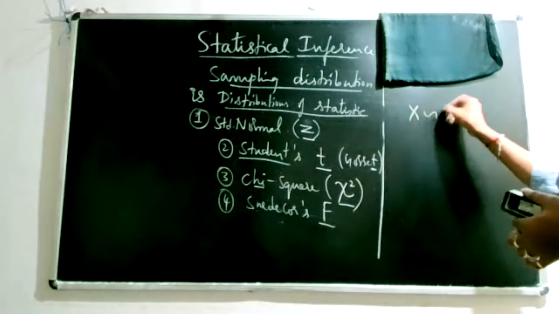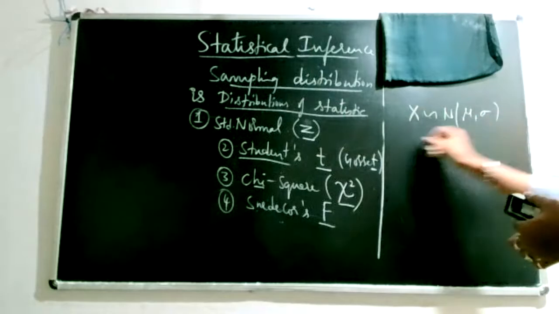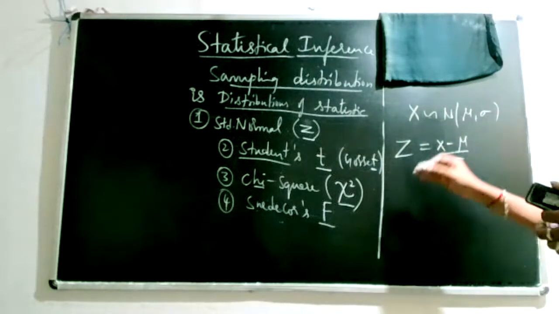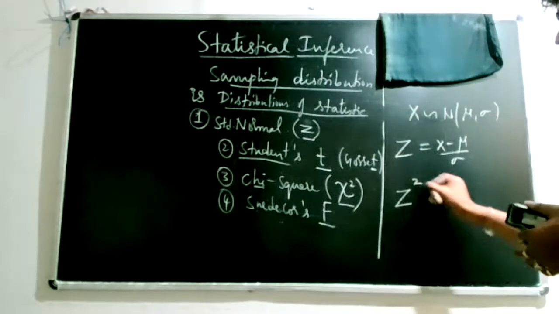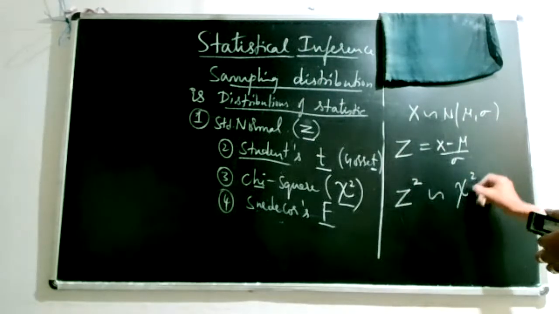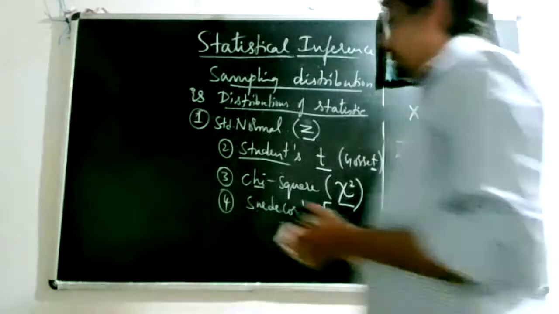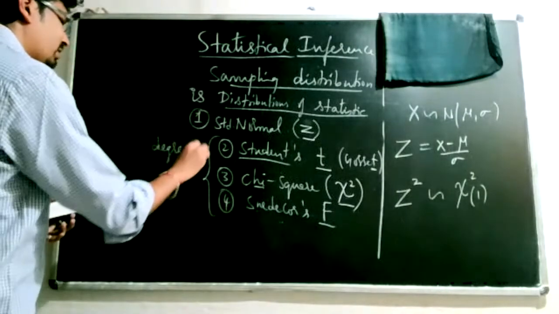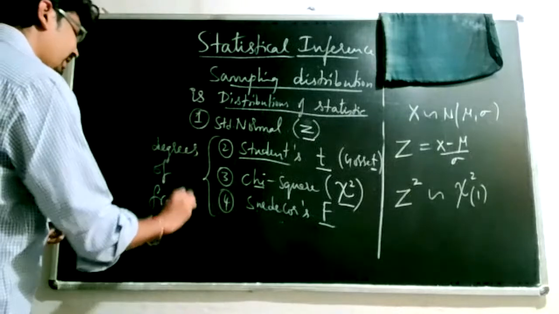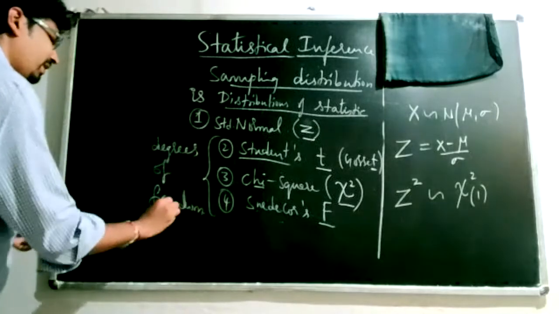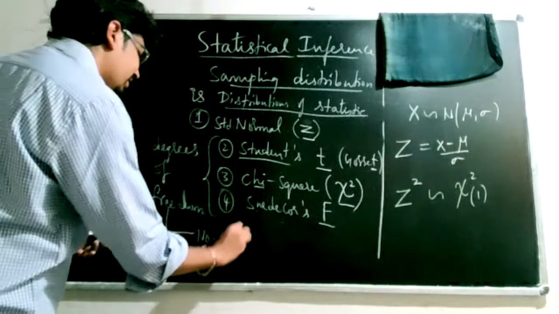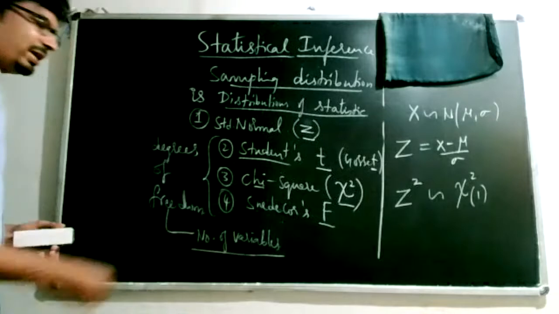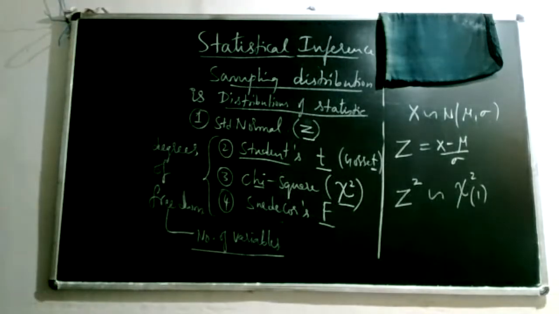Now, the standard normal distribution. You have X following a normal with mean mu and sigma. Then we define Z as (X minus mu) by sigma. You take the Z and you square it. That produces what is called a chi-square distribution. In most cases, these distributions derived from the standard normal distribution have what are called degrees of freedom, and they simply mean the number of variables used in producing the distribution. So how many variables are you using to come up with such a distribution?